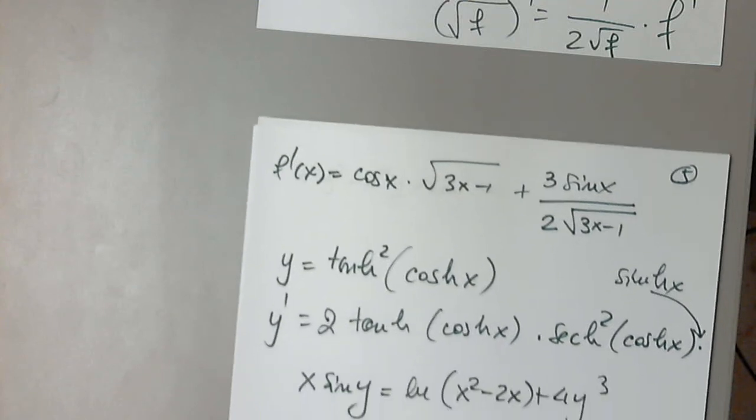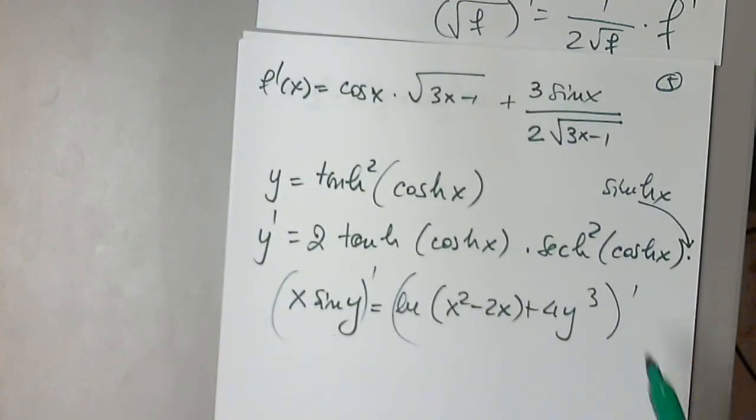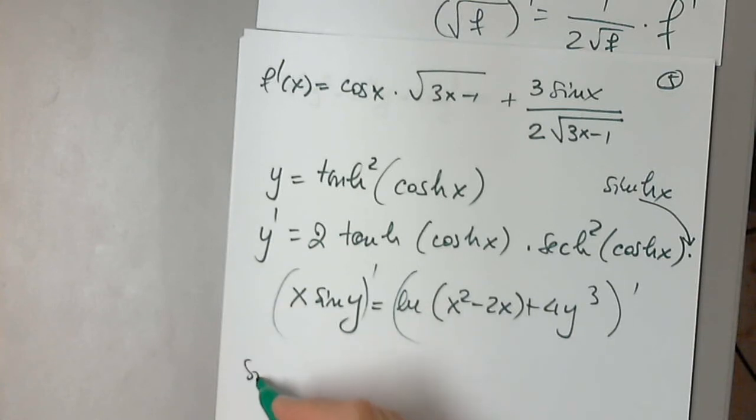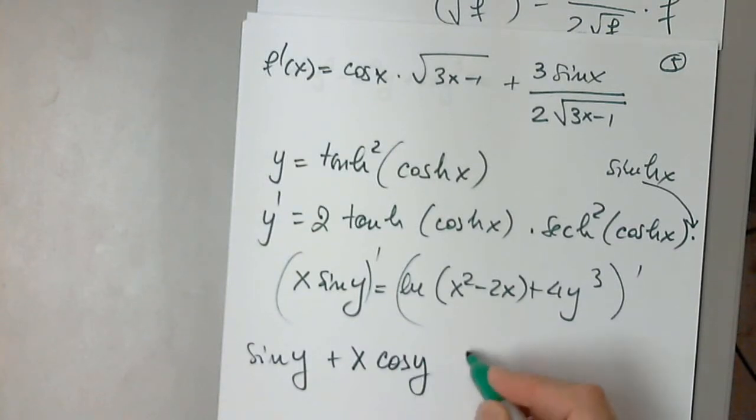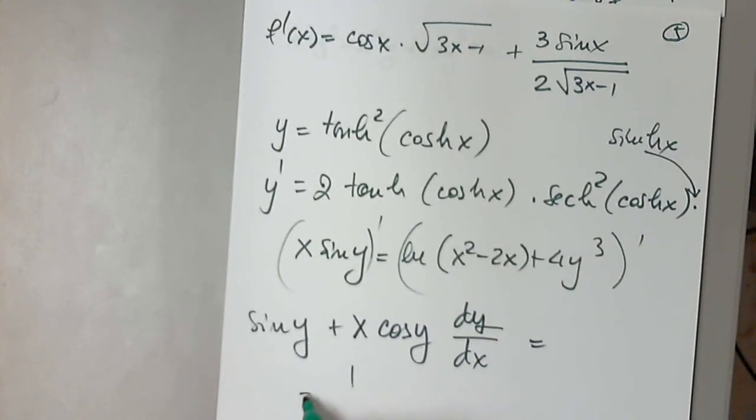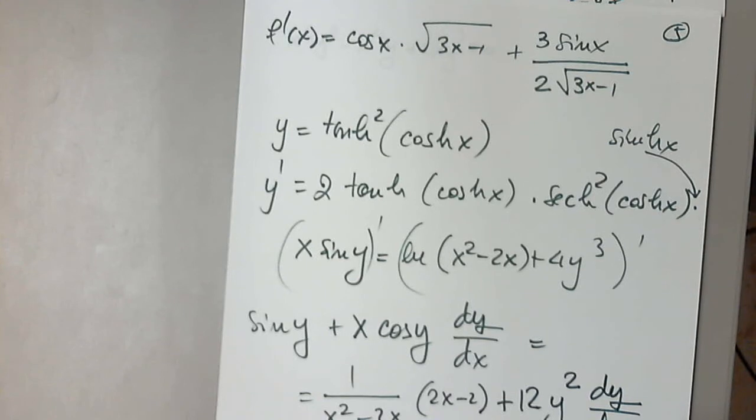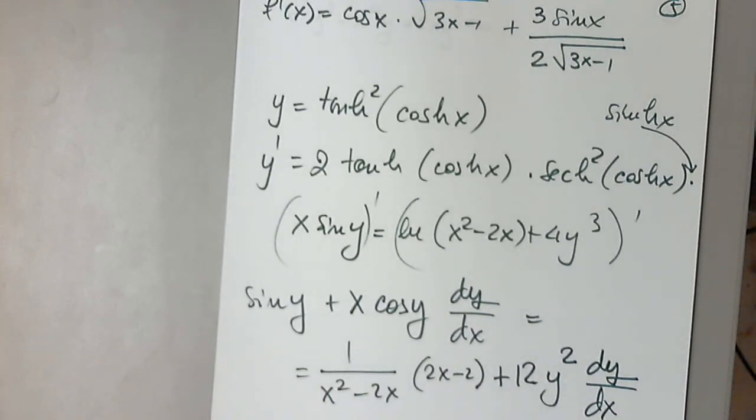Perfect. Now you can log out. Okay, so let's work on this problem. So the left-hand side prime, the right-hand side prime. So x prime is 1, so we have sine y plus x. We differentiate sine, and it's cosine y and dy over dx equals. Now the other side is 1 over x squared minus 2x times 2x minus 2. Do you agree so far? And plus, we bring down 3, 12 y squared dy over dx. Is this okay, everyone?